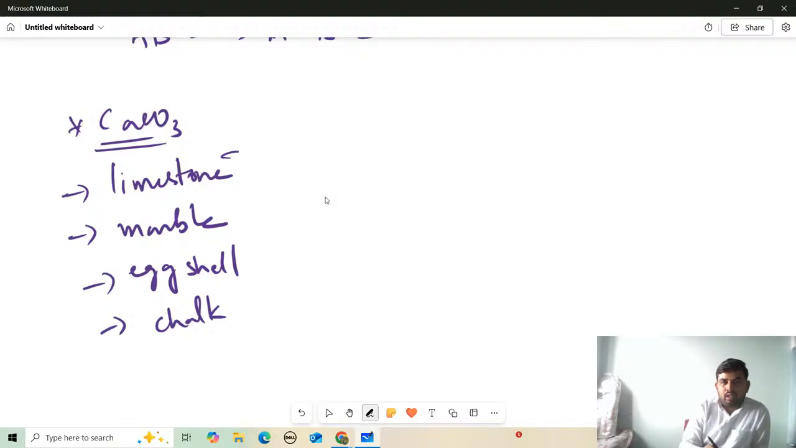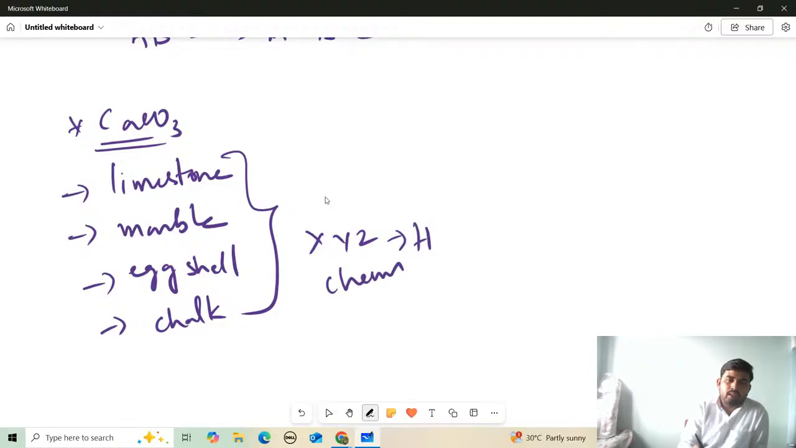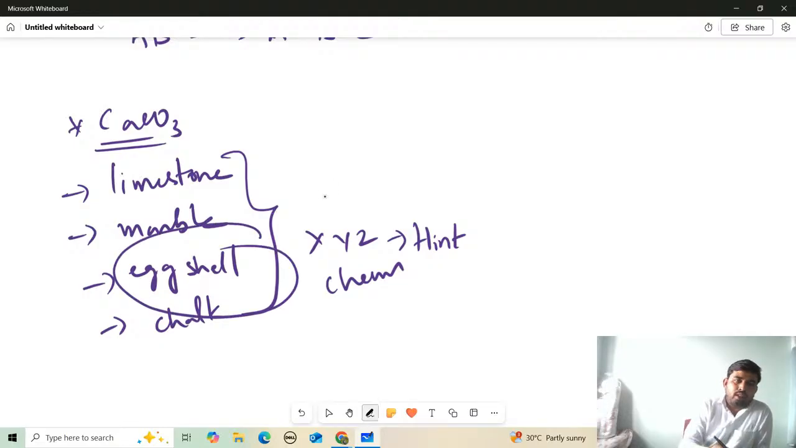Just remember, generally in chemistry there are XYZ questions. In XYZ questions, they'll give a hint. The hint will be like this: suppose X is added to dilute HCl. That I will ask you to discuss anyway.